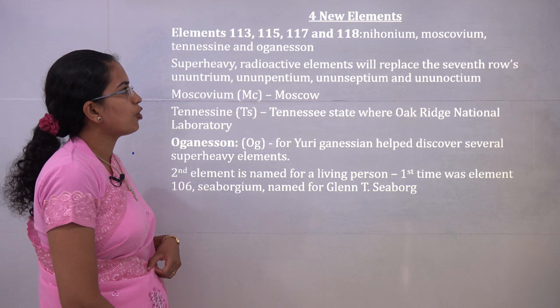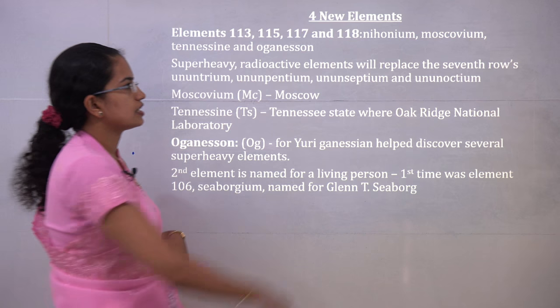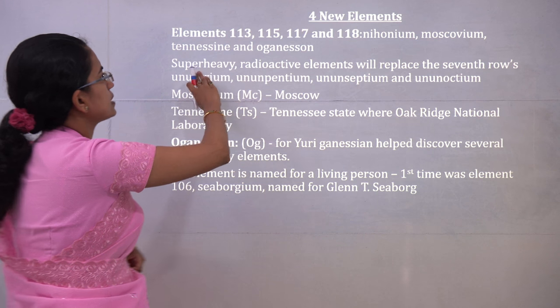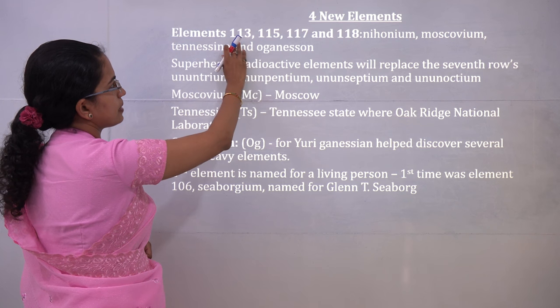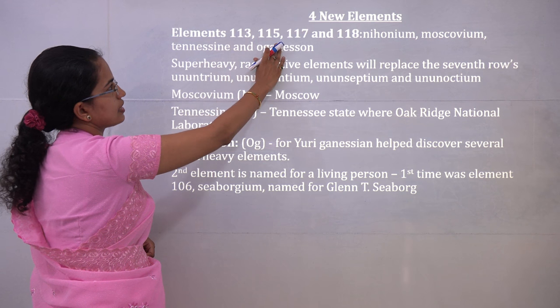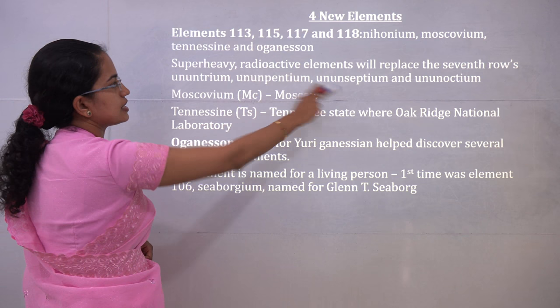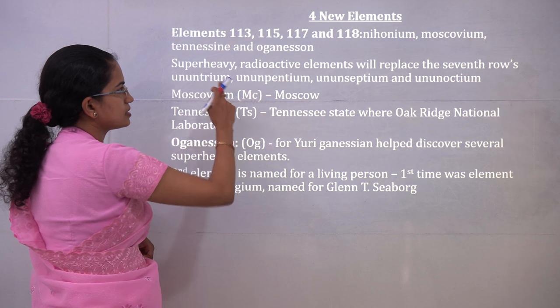The next is the four new elements that are discovered. These are nihonium, moscovium, tennessine and oganesson. Four of these have been named as elements 113, 115, 117 and 118. These are the older names for the elements.